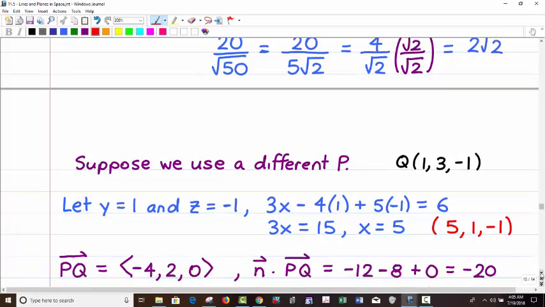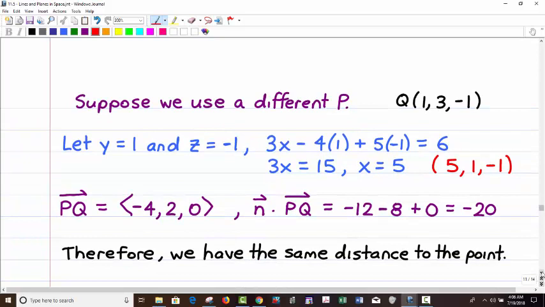Now here, I'm showing you, suppose I used a different point P. I just came up with this: put in 1, put in negative 1, and it worked out to be 5. So anyway, 5, 1, negative 1 can also be a point that we use on that plane. So the PQ vector: there's the Q, and this is the P right here. So Q minus P: 1 minus 5 is negative 4, 3 minus 1 is 2, negative 1 minus negative 1 is 0.